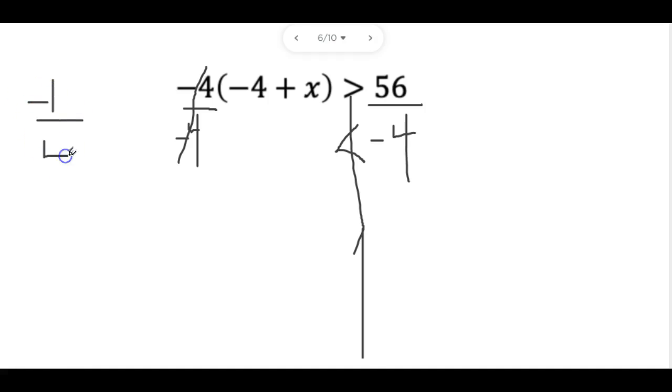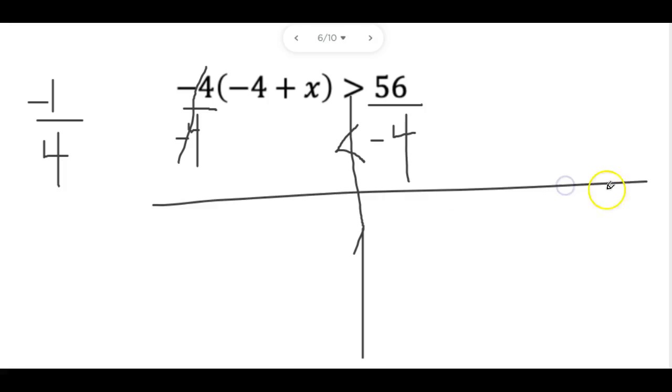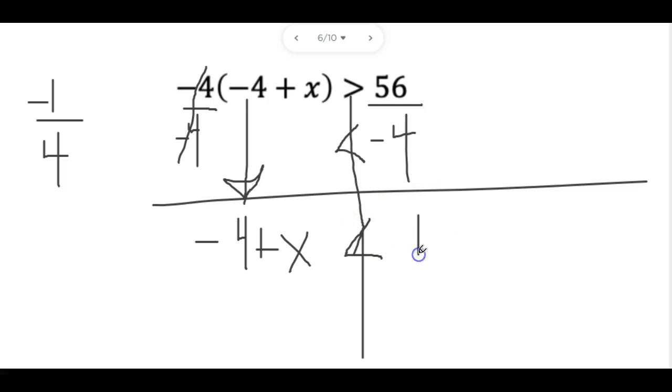Remember, this is the same thing as multiplying by a negative 1/4 on both sides. What happens is you get a 0 pair here. You end up with negative 4 plus x. Now this negative 4 is not this negative 4. This negative 4 here is a negative 4 that's inside the parentheses. And what we have is less than 56 divided by negative 4, which is a negative 14.